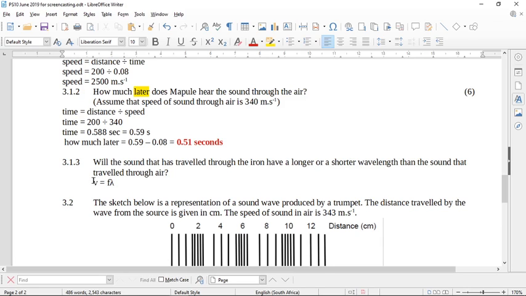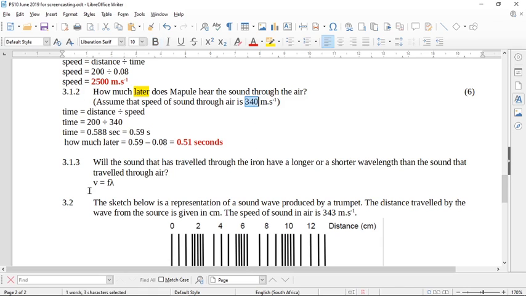So we know that the iron has the greater velocity. Look here, 2,500 meters per second is the speed it traveled in the iron compared to 340 meters per second in the air.